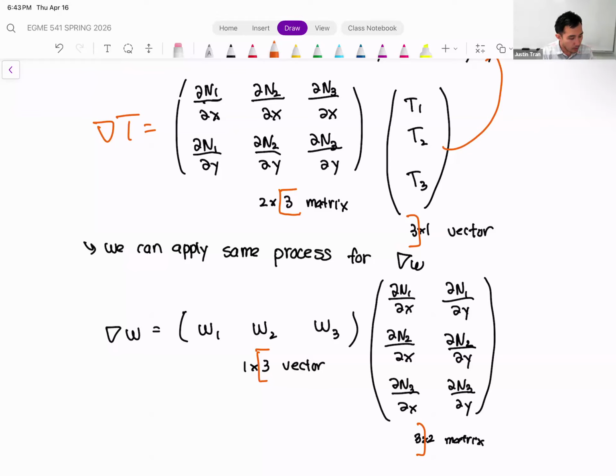All right, so let's plug this in, and then we will write out our element stiffness matrix, and then we will call it for the week.